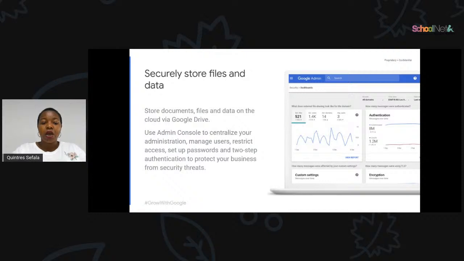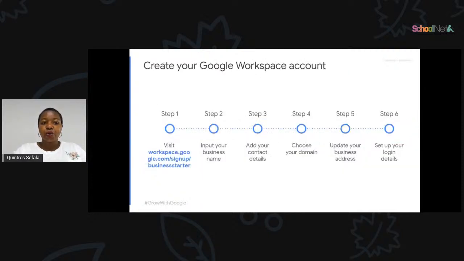So now, how do you set up Google Workspace accounts? Like I've been mentioning Google Workspace throughout the session. To create your Google Workspace account, you need to first visit googleworkspace.google.com/signup.business starter. Once you have done this, you'll then click on Get Started and follow the steps below. You will then enter the core business details, which include your business name, the number of employees that you have, and your location.